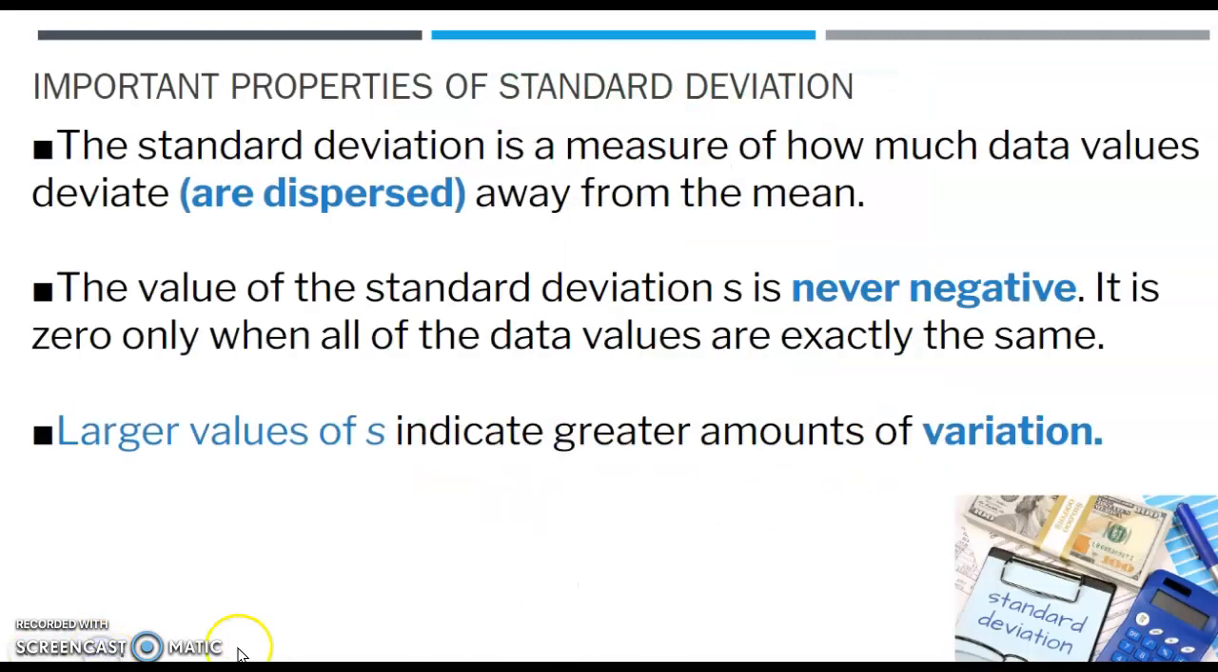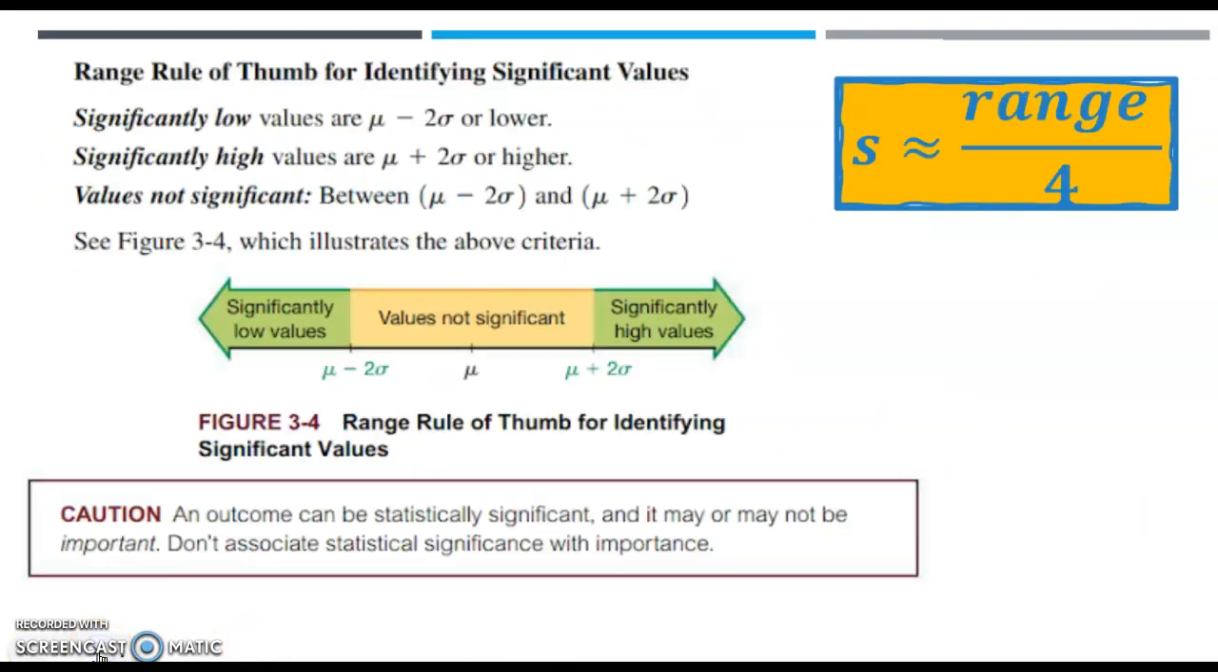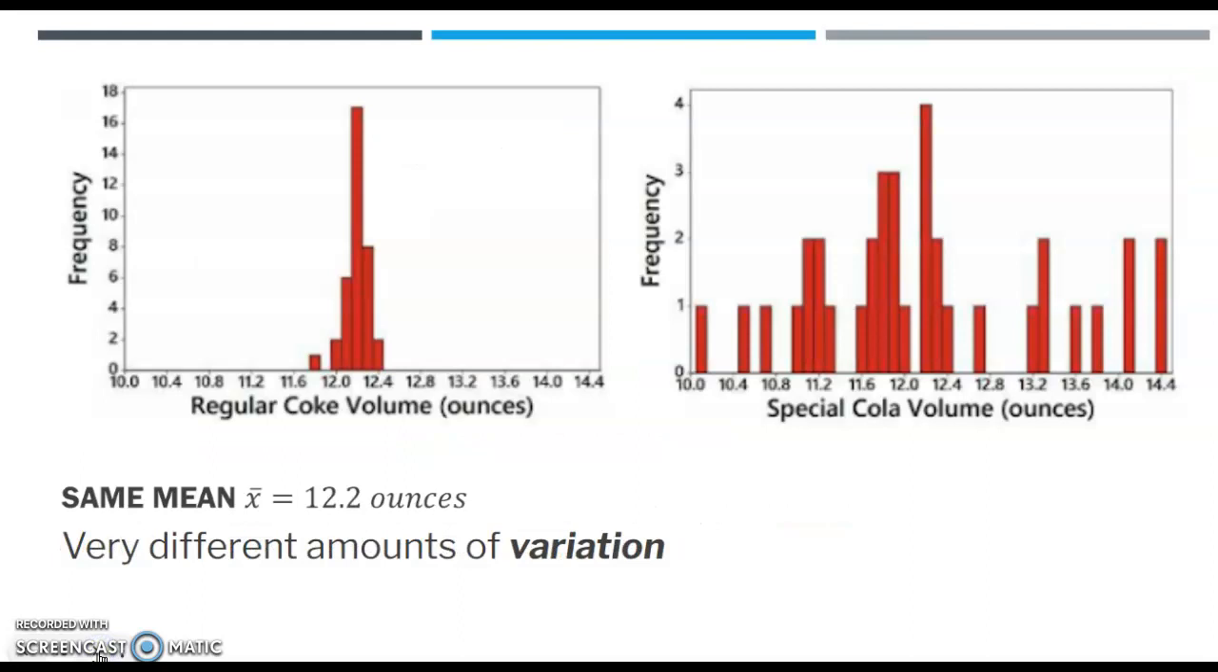That is so far away from the mean that they're considered to be significant. So you've got a couple of visuals here of random data, not random in the sense of statistics, but just random to you. They measured the volume, the amount of Coke that was in a can for all these different cans of Coke, and then in comparison to Special Cola.